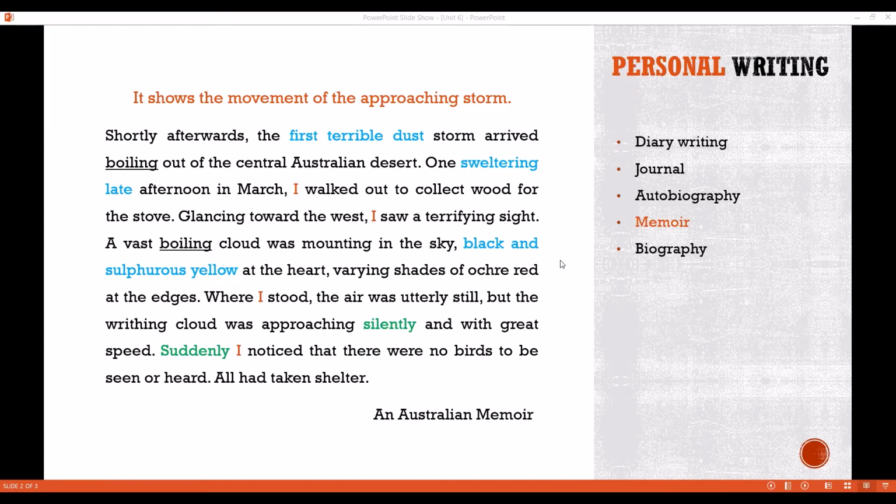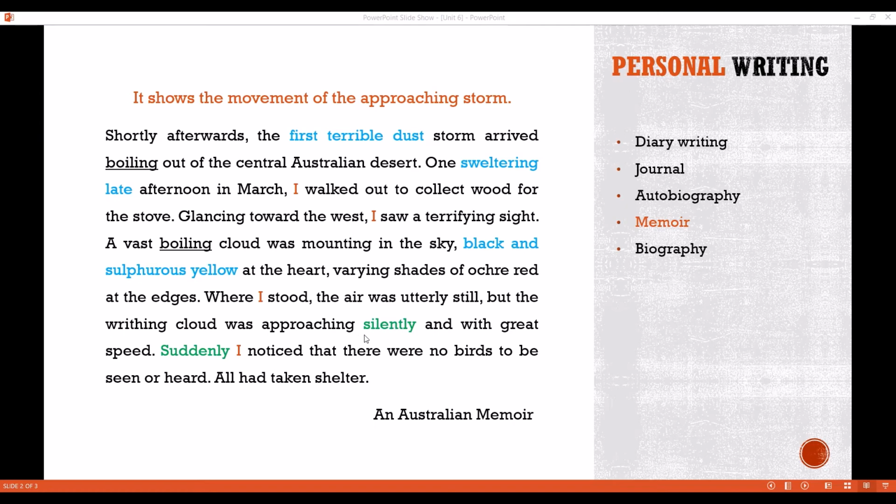First, terrible, dust: these are adjectives. Only storm is the noun. So what kind of storm? Dust storm, right? Sweltering: what kind of afternoon? It was a sweltering and late afternoon. Black and sulfurous yellow: what was black and sulfurous yellow? The boiling cloud mounting in the sky, black and sulfurous yellow at the heart. Okay, wearing shades of ochre. Okay, fine, it is done.